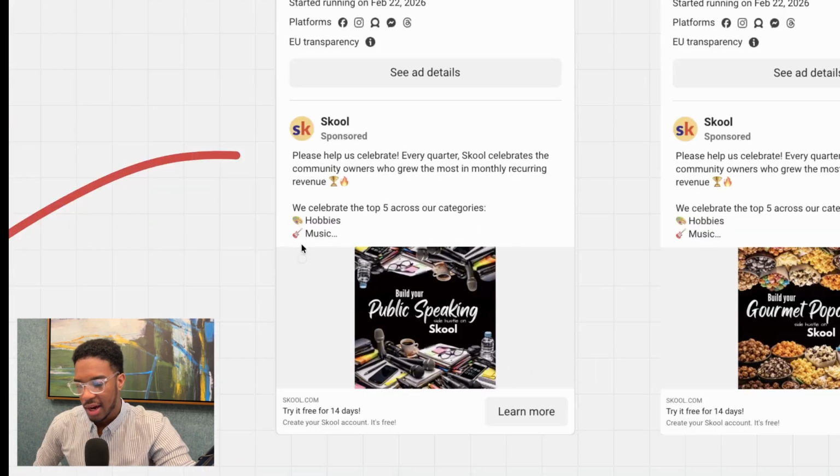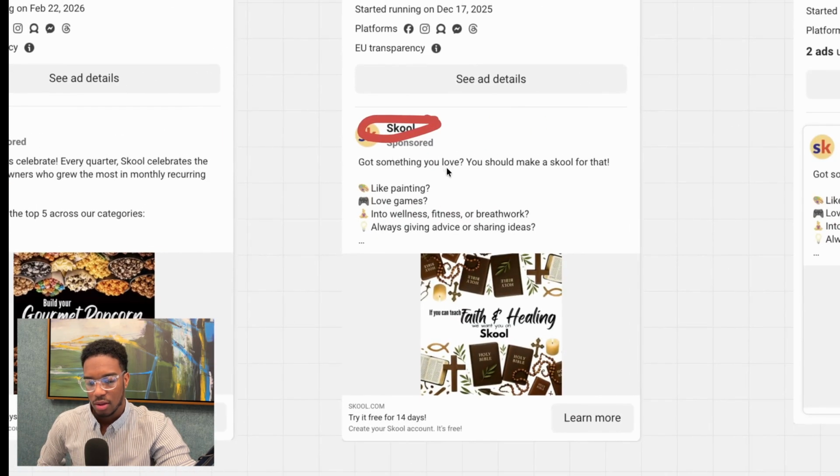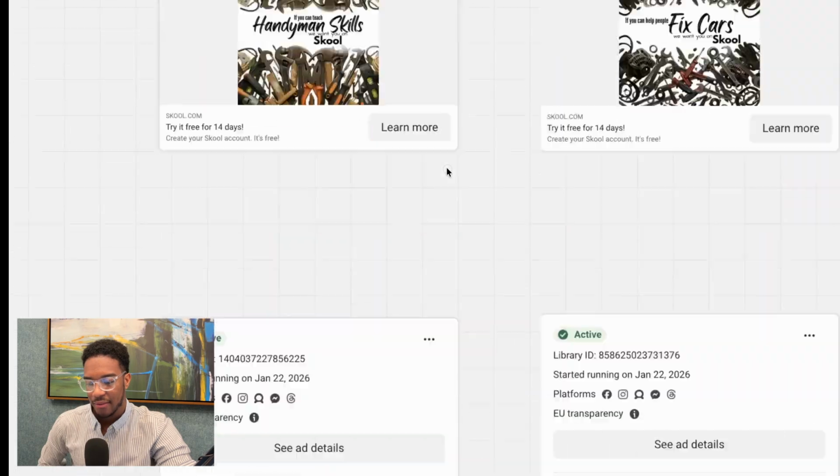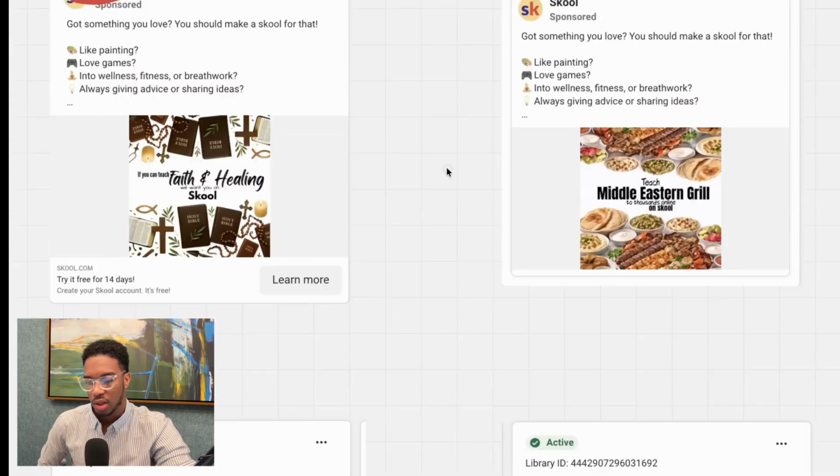So taking a look at the ads, each ad has the exact same primary text, the exact same headline, and the exact same call to action for every single ad. And they just have two different variations, which is the "Please help us celebrate" one and "Got something you love." But it's the exact same for every single one. And they just switch between those two variations. And the ad creative is really what's changing.